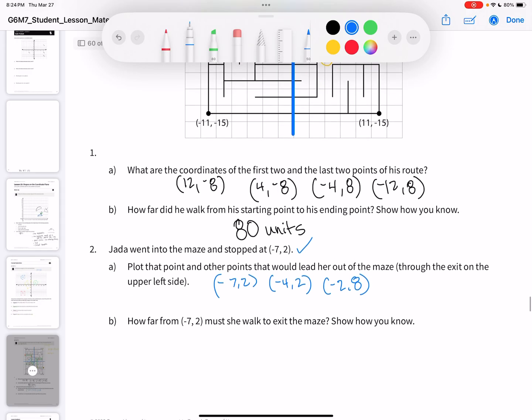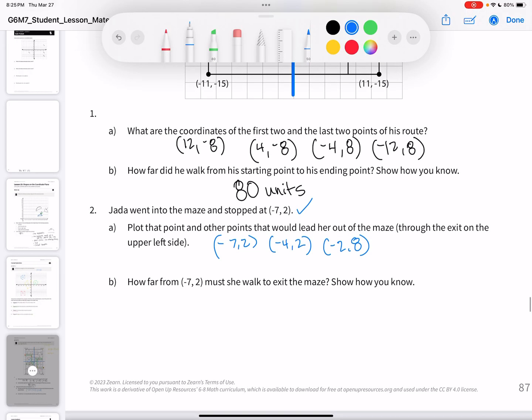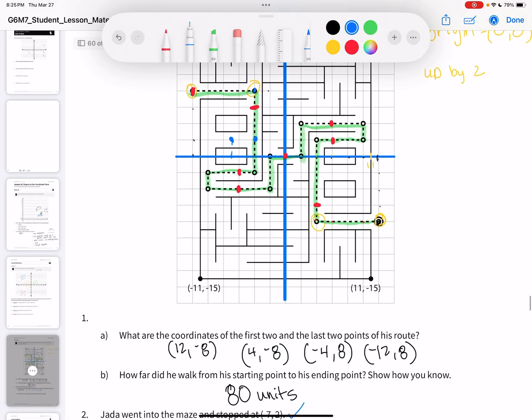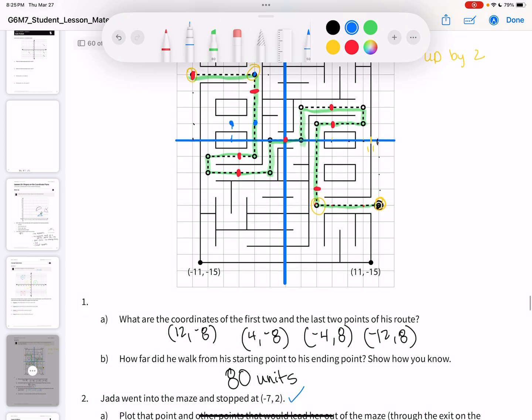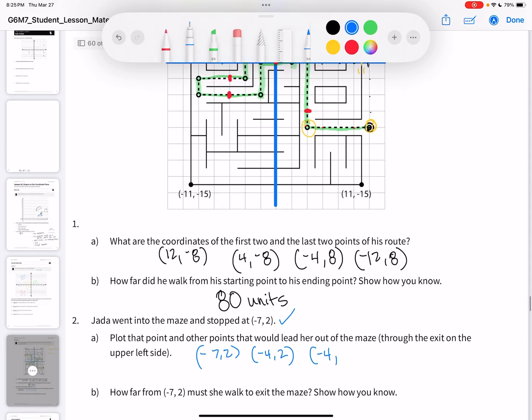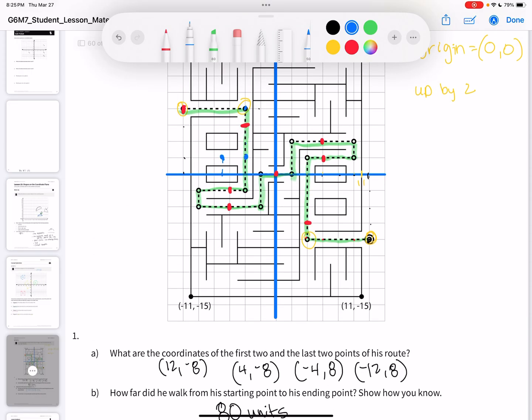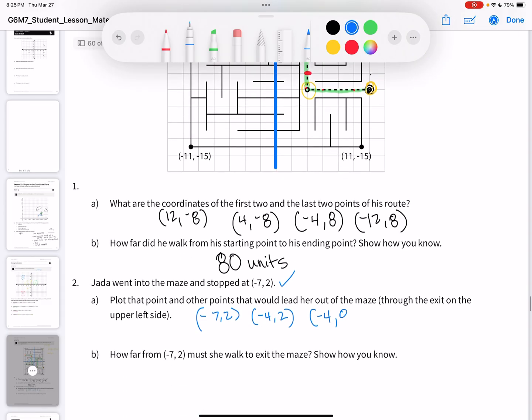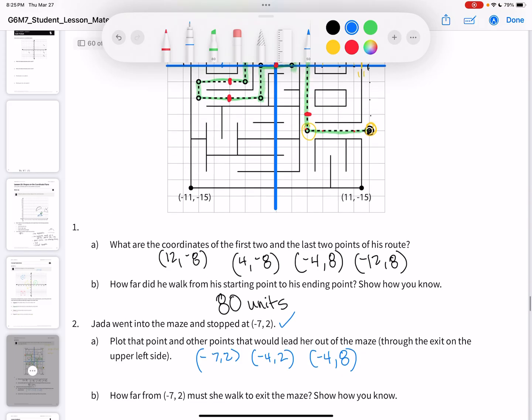And then finally, was I right there? Hold on. Oh, no, -4. I don't know why. I apologize. This should be -4 because we're going up by 2s. -4, so 2, 4, -4, and then up 2, 4, 6, 8. I was right on the 8. I don't know why I messed up on the x-axis. Okay. Well, that's fixed now.